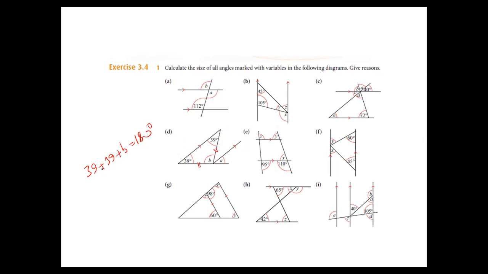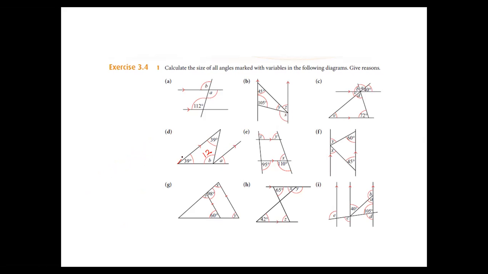So 39 and 39 is 78, plus b is equal to 180 degrees. B is equal to 180 degrees minus 78, and b is equal to 12. And what about a? How can you find it?